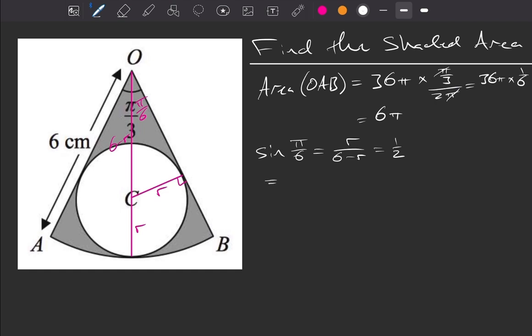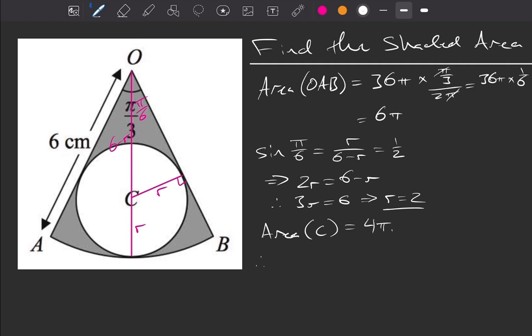And now let's rearrange and try and find the value of r. So what we're going to get is that 2r is equal to 6 minus r. And therefore, what we have is that 3r is equal to 6. And so r is equal to 2. Beautiful. We've got the radius of that circle. So now we can find the area of it. So the area of C is equal to pi r squared. R in this case is 2. So squaring that gives us 4. So we have 4 pi.